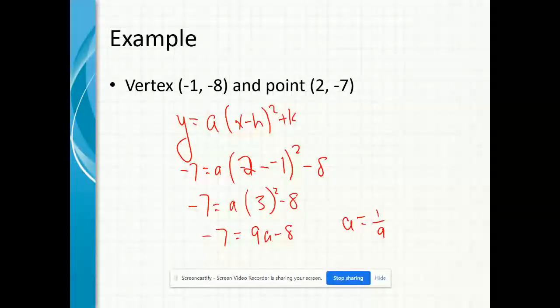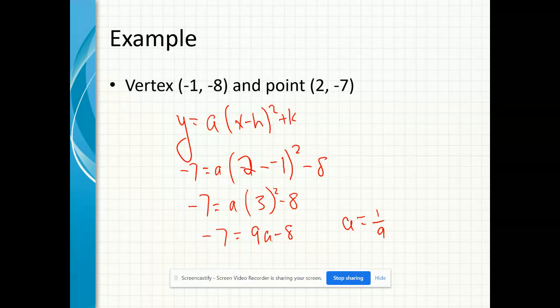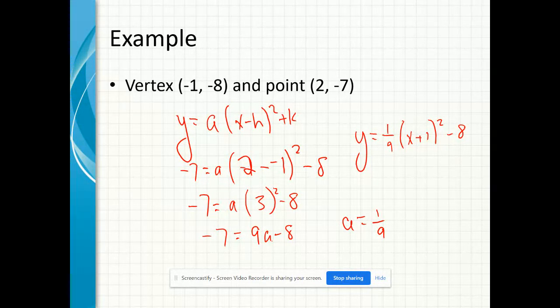Thinking to yourself, vertical shrink or stretch. So y equals 1/9 times (x plus 1) squared minus 8. All right, there you go. Pretty simple, straightforward. So I'm going to hold you off here, and the next one will be coming up.